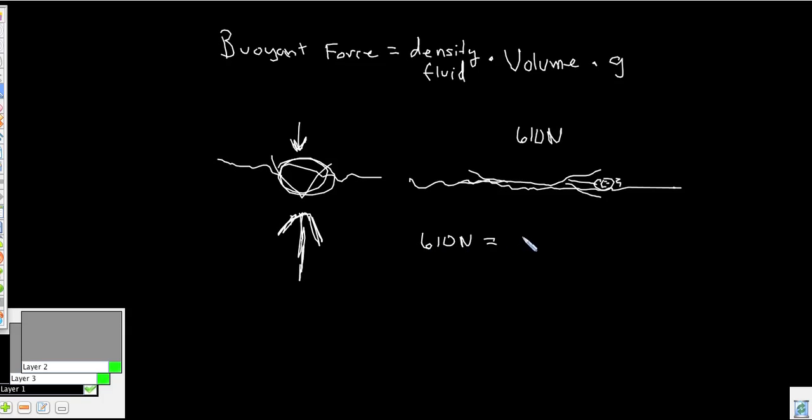So that's the buoyant force right there, and that's going to equal the density of water, which is 1,000 kilograms per cubic meter, times the volume, which is what we want to figure out, how much of you is underwater, times 9.8, which is the force of gravity that's pulling you down. All right, so it's pretty simple to solve. Let's divide this by 1,000. So we're going to end up with 0.610 equals V times 9.8.